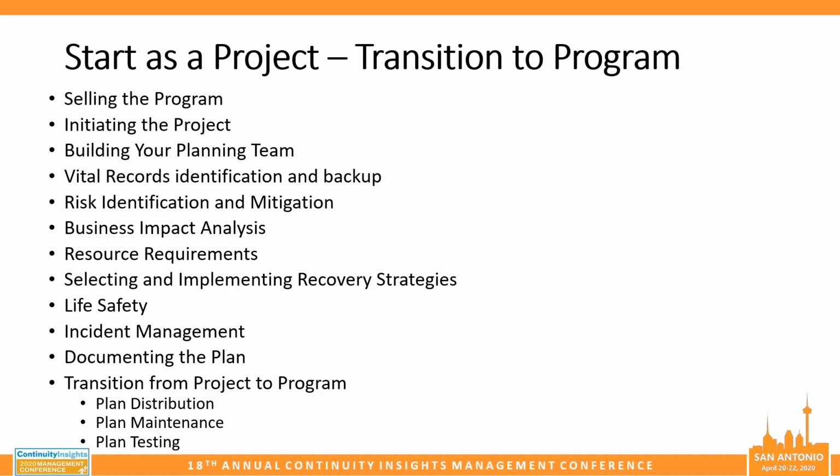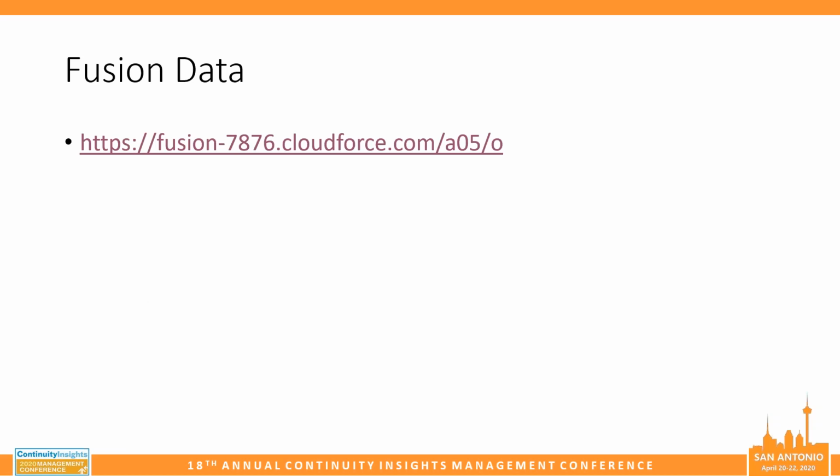You've got to do a business impact analysis. That's where you figure out what the impact is. Again, we're going to focus on business impact. That's what really matters, and the resources that your business operations need to run. You've got to select and implement a recovery strategy. You've got to build those life safety and incident management programs. You've got to document the plan. And then you've got to transition from a project into a program. That means you've got to have regular distribution of the plan documents, regular plan maintenance, and regular plan testing.